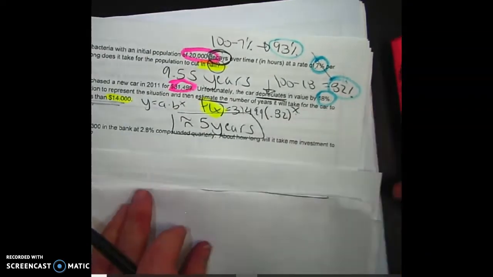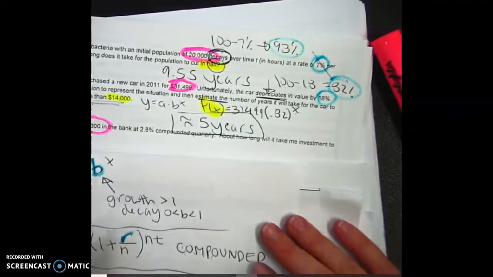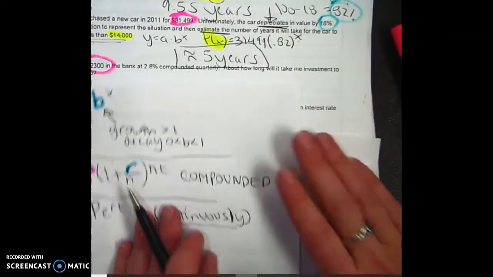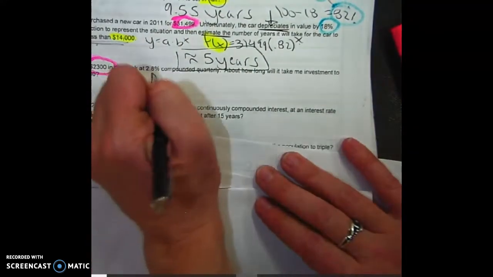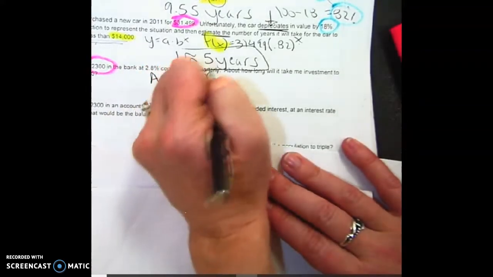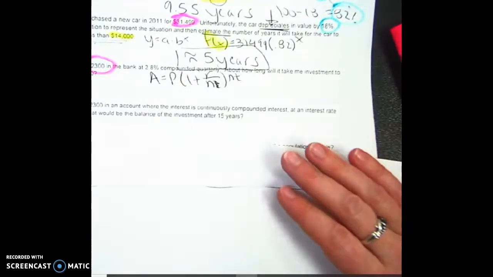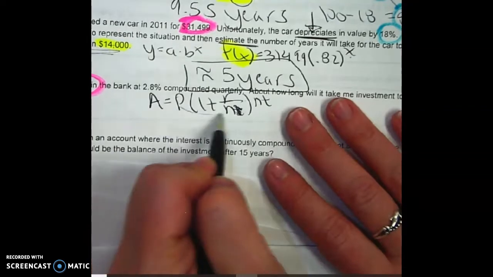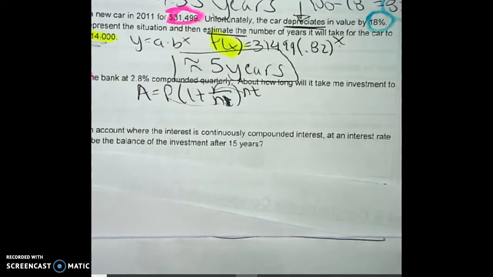All right, I invested $2,300 in the bank. Ooh, I see the word compounded. As soon as I see compounded, I know it's this one or this one. And how do I know which one it is? It doesn't say continuously, so it's this one. Okay? So I'm going to go A equals P times (1 plus r over n) to the nt. Now, I know this seems silly. How am I going to remember this? I don't know. I remember PUNT, P-N-T, or RUNT. I don't know. That's what works for me.